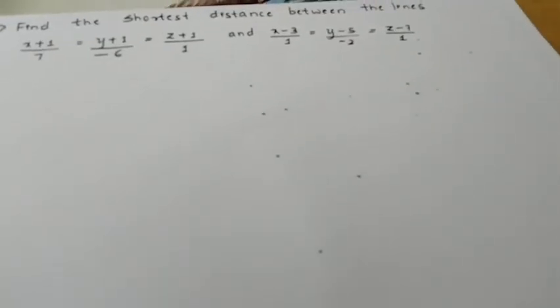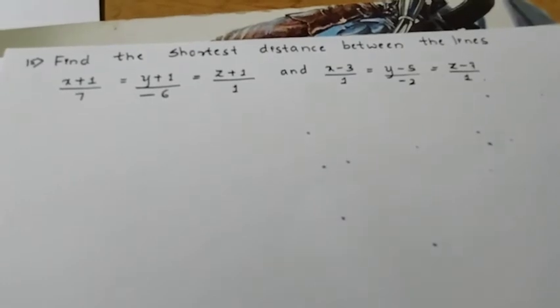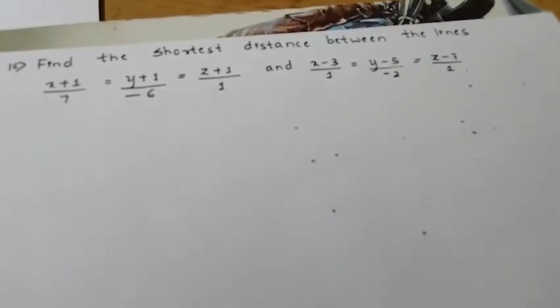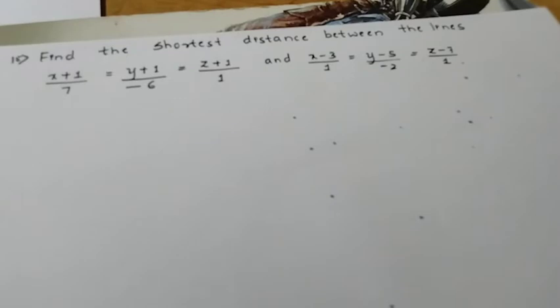Find the shortest distance between the lines (x plus 1) divided by 7, (y plus 1) divided by minus 6, (z plus 1) divided by 1, and (x minus 3) divided by 1, (y minus 5) divided by minus 2, (z minus 7) divided by 1. In the previous examples the lines were not given in Cartesian form, they were given in vector form, so you directly put them in the formula. For Cartesian form, I had derived the equation. What is the formula for that?